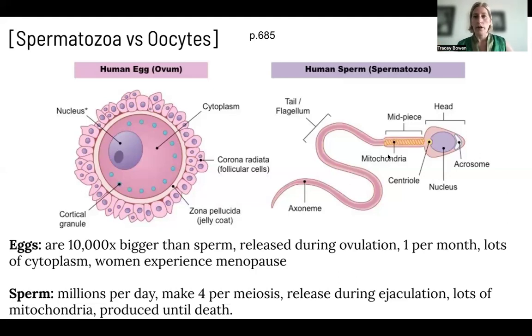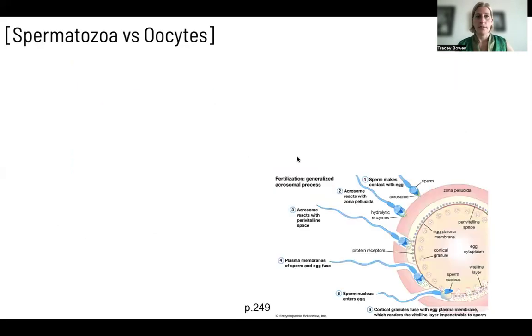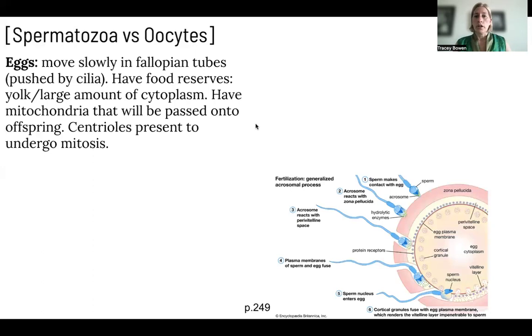And with sperm, they are produced until the time of death of the male, as opposed to women who will stop ovulating at some point in their life. So eggs are going to move slowly in the fallopian tubes. They're pushed by little hairs in the fallopian tubes called cilia, and they have food reserves, so a large amount of cytoplasm, so that they can undergo mitosis for a few days.